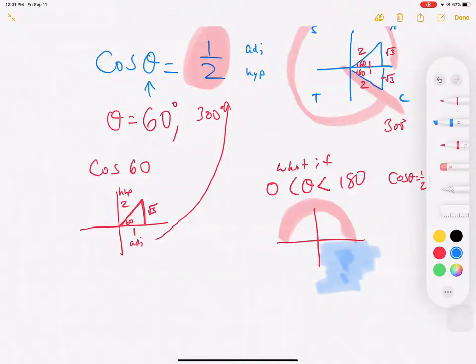So sometimes IXL, sometimes your book will ask you, hey, don't give me the whole circle. Which of these possibilities would only be in quadrants 1 and 2? So the answer here, theta, would be 60. Only in quadrant 1. We don't have to draw the triangle in quadrant 4.